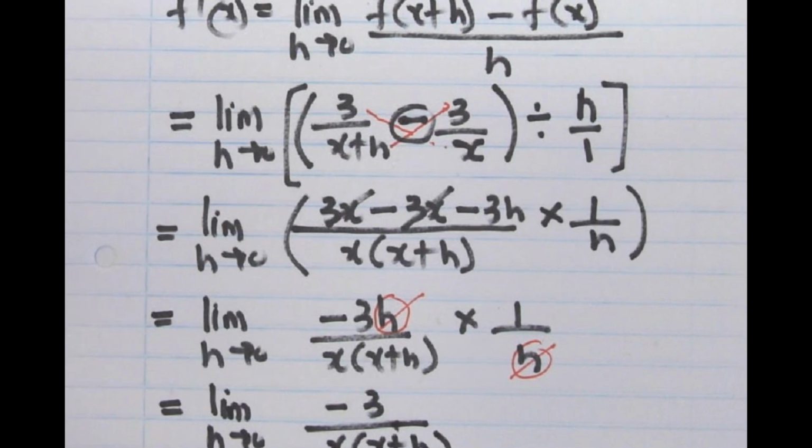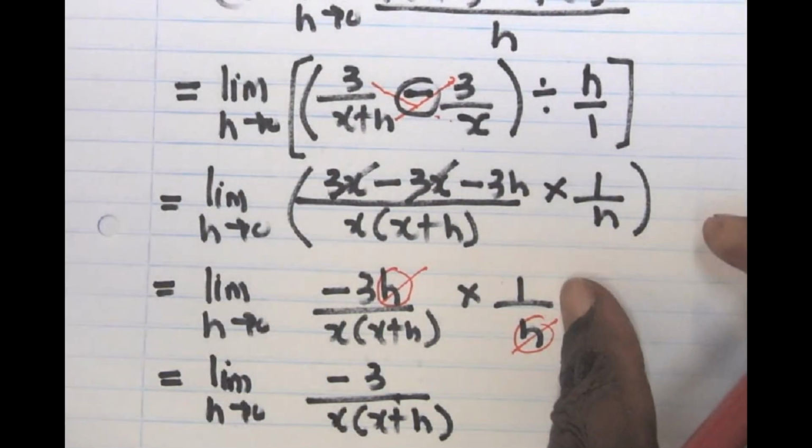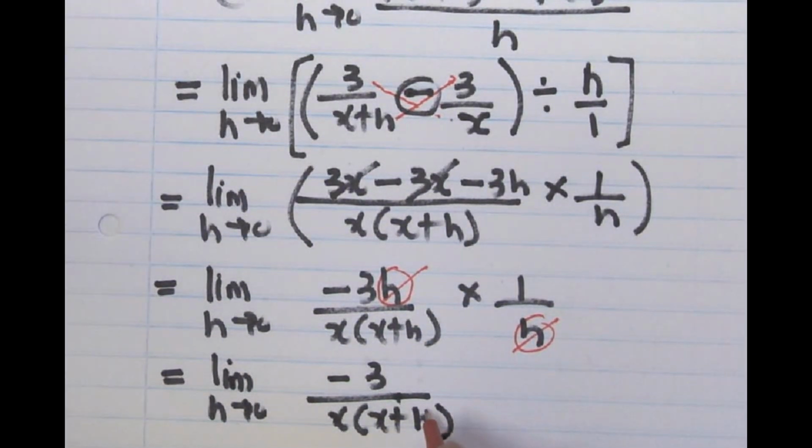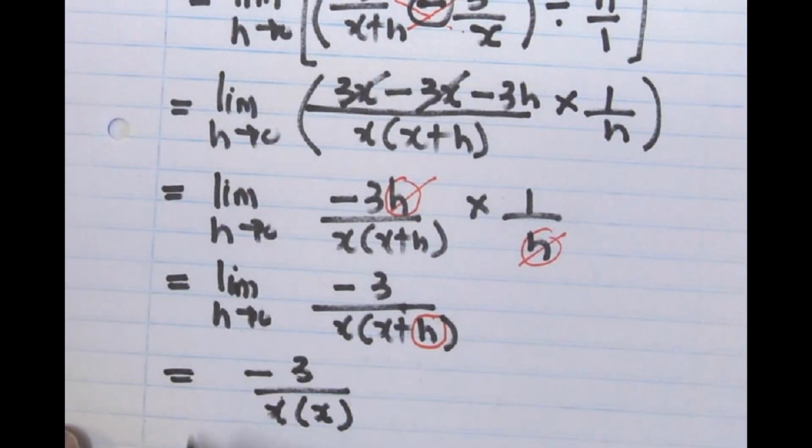Right. When I get to this step here now, I will see that this part here is also going to approach 0 according to the statement that we have here. So I'm going to be left with minus 3 over x times x. And my final answer is going to be minus 3 over x squared.